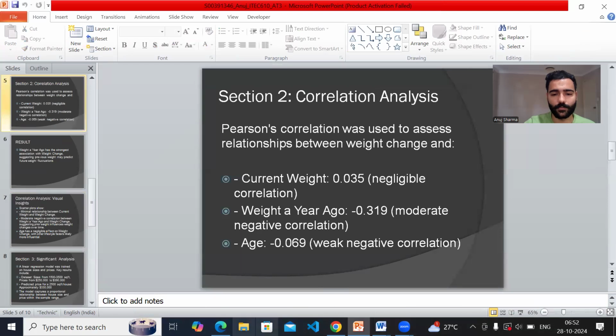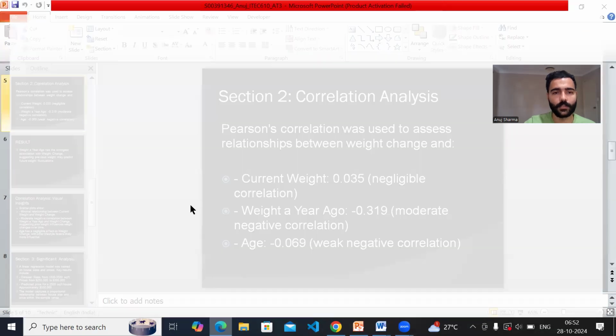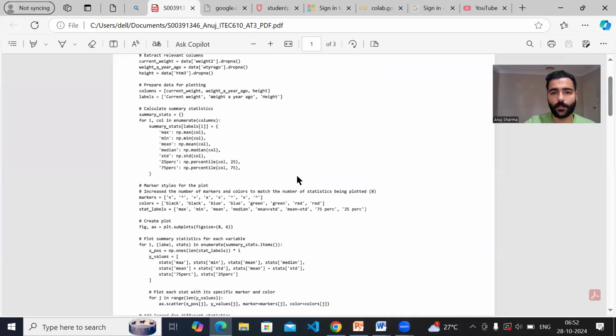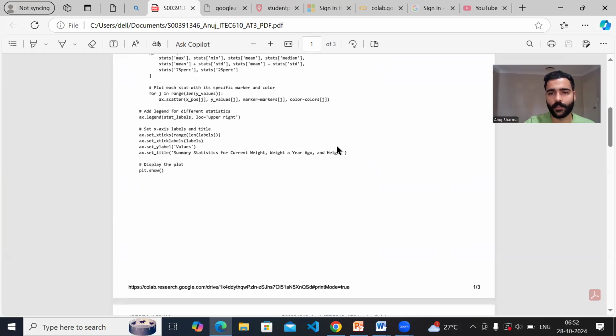That is the PDF. And this is our Colab notebook PDF. So I will stop sharing my screen now. So that's all with the assessment task 3.